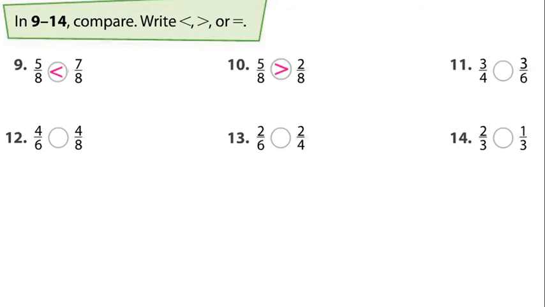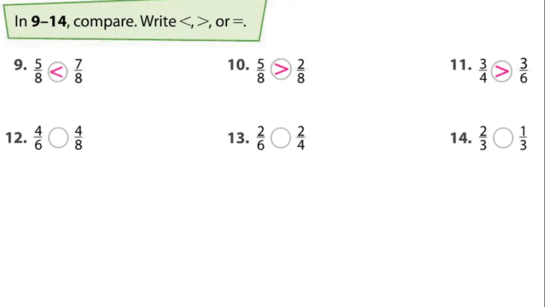Question 11. Is 3 over 4 less or greater than 3 over 6? As you know, if we have two fractions with the same numerator, the greater fraction is the one with the smaller denominator. Which of these two fractions has the smaller denominator? Yes, 3 over 4. So 3 over 4 is greater than 3 over 6. Try to solve the rest by yourself and check your answer.